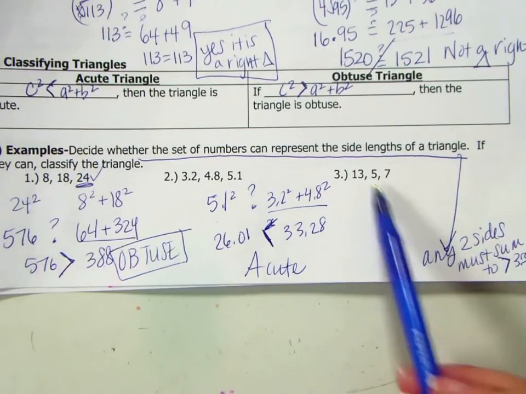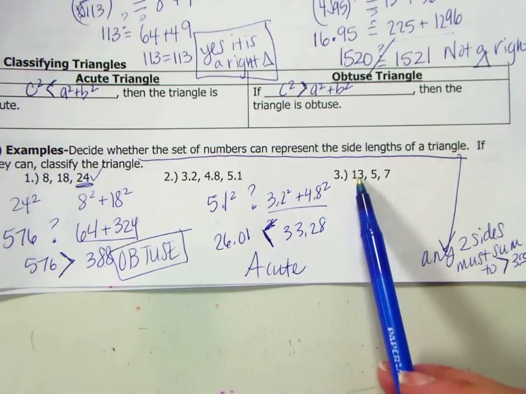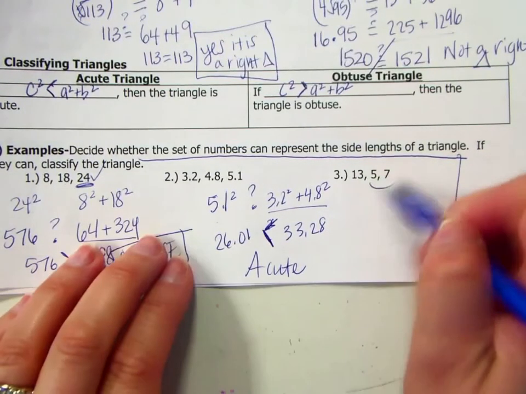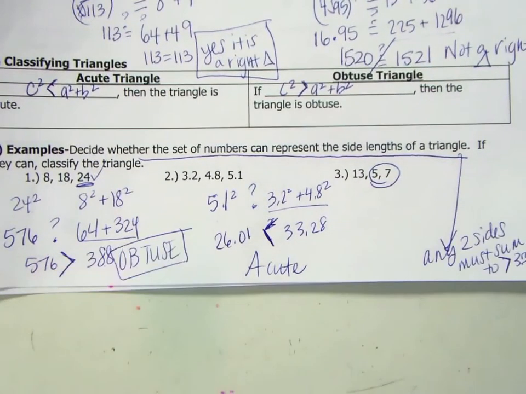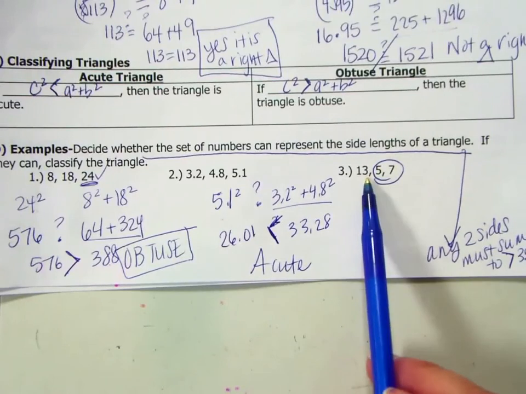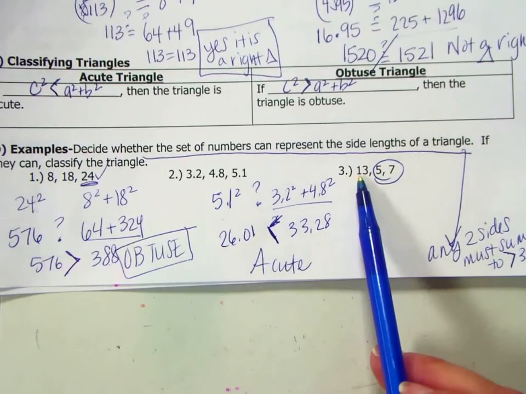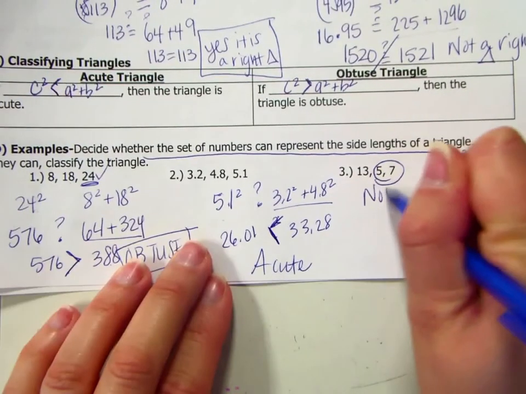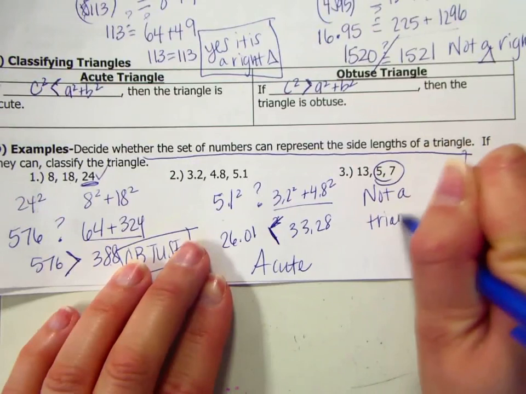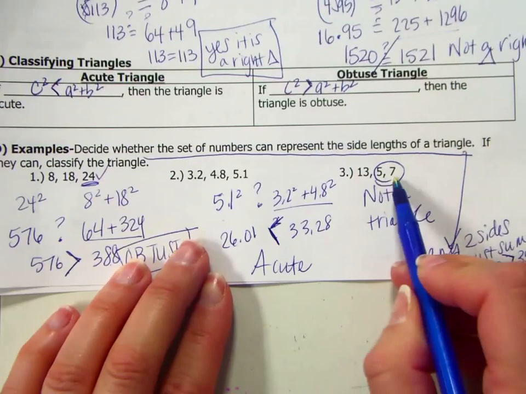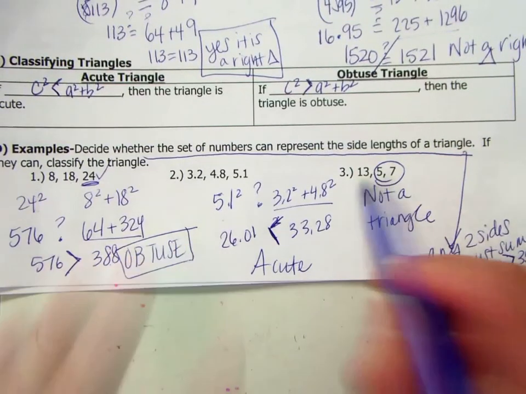If you look at the last one, before you jump right to squaring 13, notice what happens if we add 5 and 7. 5 plus 7 is not bigger than 13. So this is not a triangle at all, because 5 plus 7 is not bigger than 13.